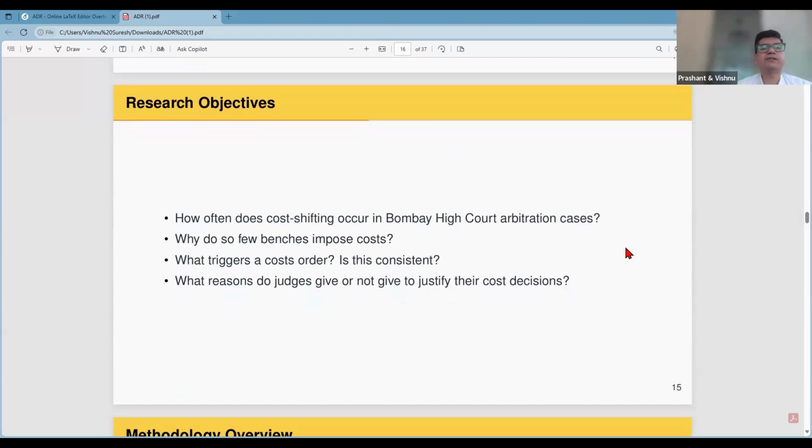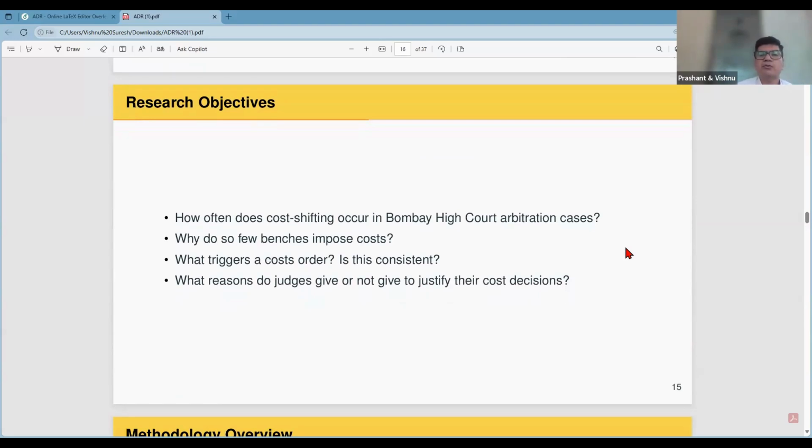So, when we took up this study, we decided on these research objectives. Number one, how often does cost shifting occur in high courts? And we picked up Bombay High Court for this. Why do so few benches impose costs? What triggers a cost order? Is this consistent? And what reasons do judges give or not give to justify their cost decisions?